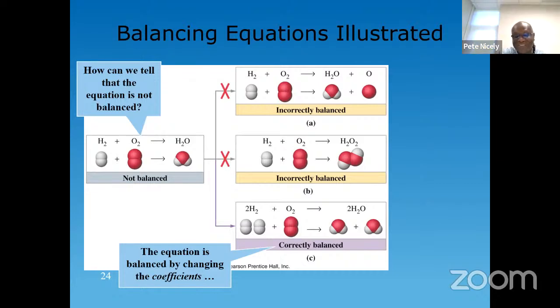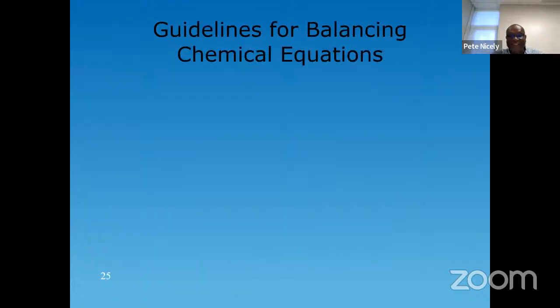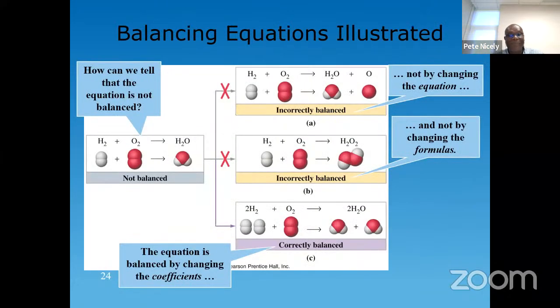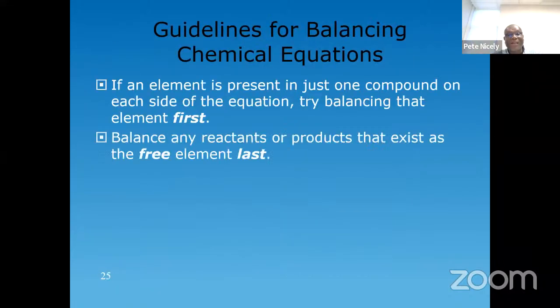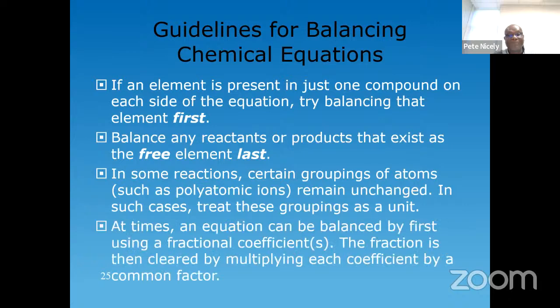And this is a very important skill that you need to master because, as I said earlier, whenever you're balancing an equation, whenever you're doing any problems involving stoichiometry, you have to start off with a balanced equation. If your equation is not balanced, then more than likely the resulting calculation based on the unbalanced equation would be incorrect. So here I'm just going to show you the guidelines for balancing chemical equations, and then I'm going to go through a couple of examples.